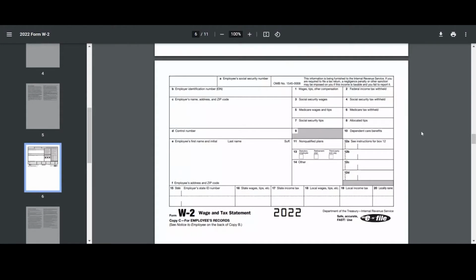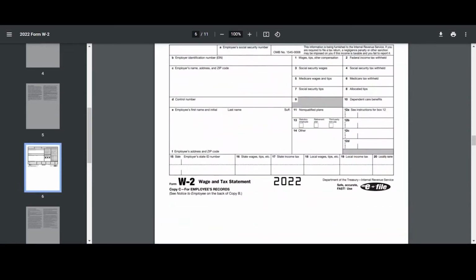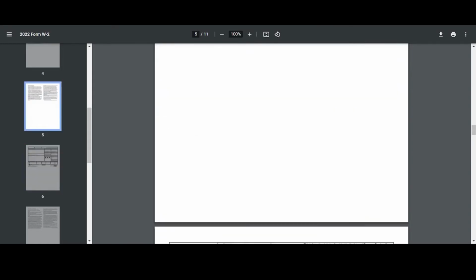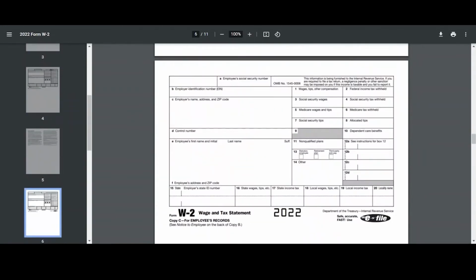So this is the actual W-2. Sometimes you get a full page. Most companies will just give you a section of it because, if you can see, it only takes up about half the page. I'm looking at page 6, and there are a couple of different copies of them for use, but I'm looking at page 6 specifically.